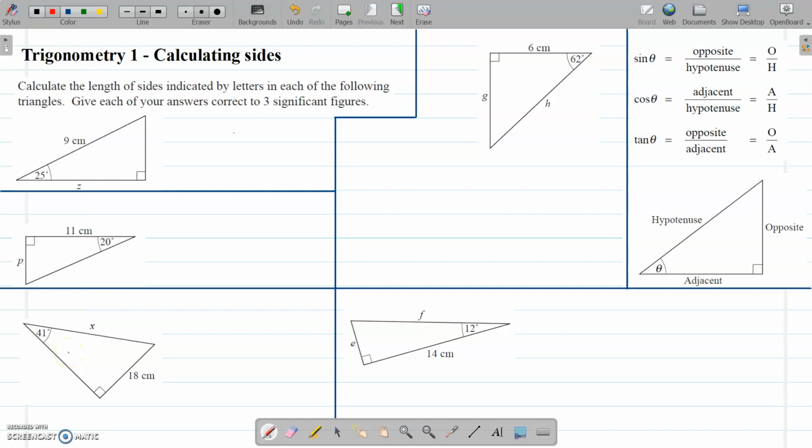Welcome to this introductory video on trigonometry. In this video we're going to look at finding unknown side lengths of right angled triangles.